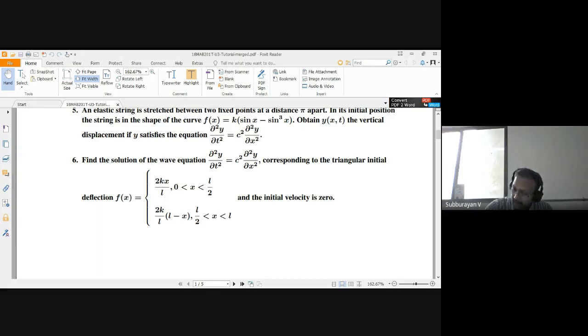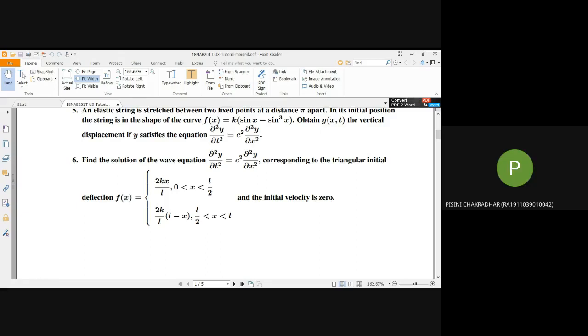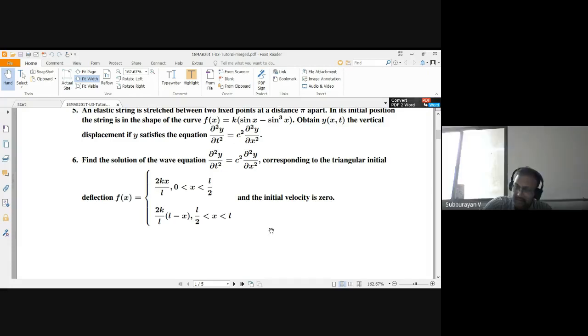Okay, I need one more person to confirm this. Yes, sir, we are getting it. I took 0 to L first, that's why I got it wrong. Okay, the limits. Yes, it's correct, sir: 8k upon n square pi square into sine n pi by 2.